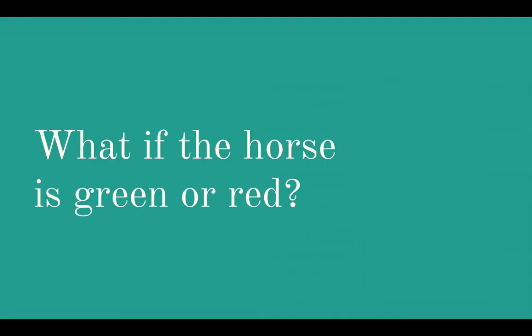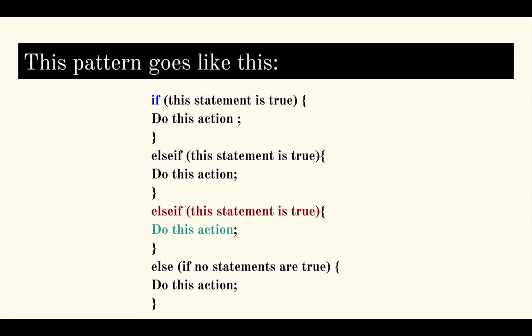So what if the horse isn't red or green, right? Or is red or green and it's not blue, right? The whole world doesn't revolve around whether a horse is blue or not. That's when we need the else if statement, when you need to evaluate more than one statement for truth. And the pattern goes like this.